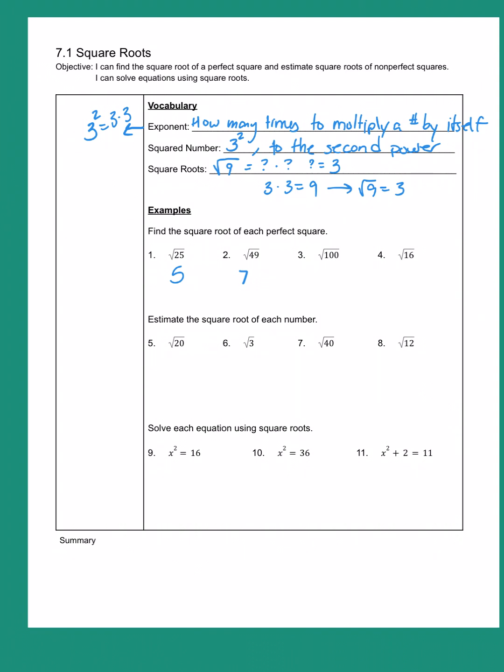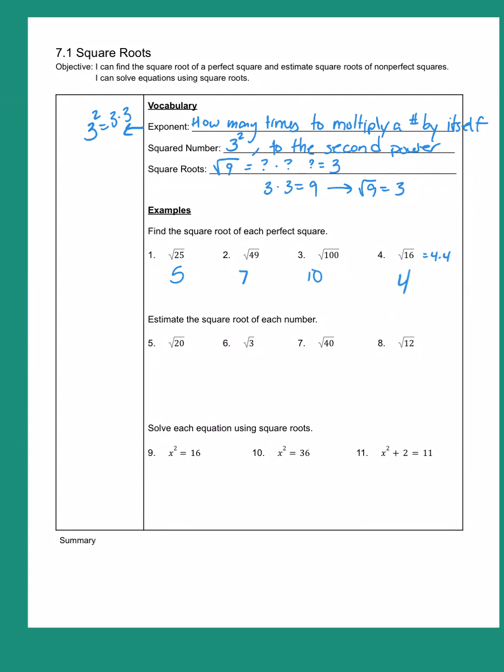Number 3, square root of 100. 10 times 10 makes 100. So square root of 100 is 10. And number 4, 4 times 4 gives me 16. So square root of 16 is 4.